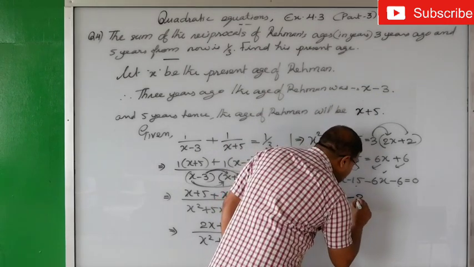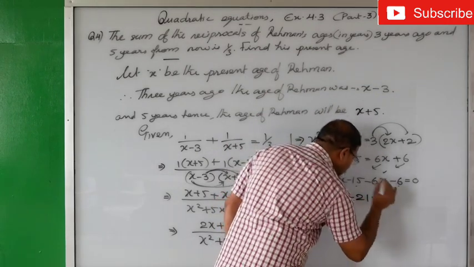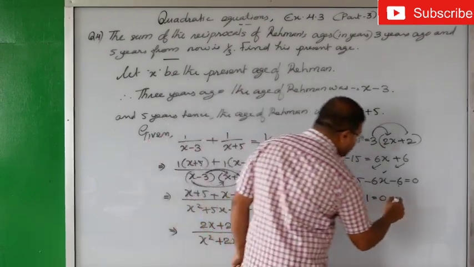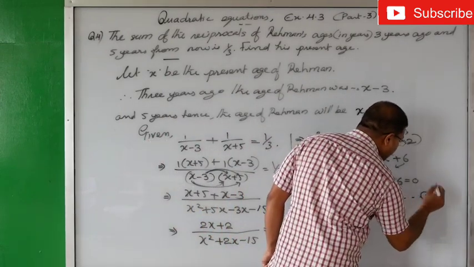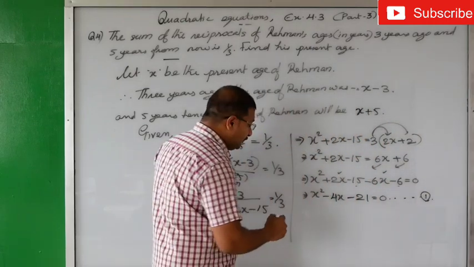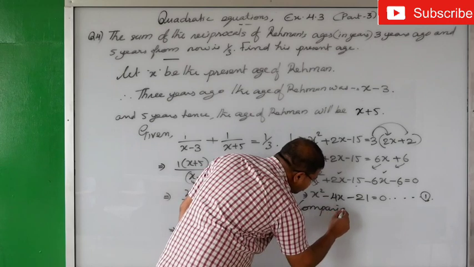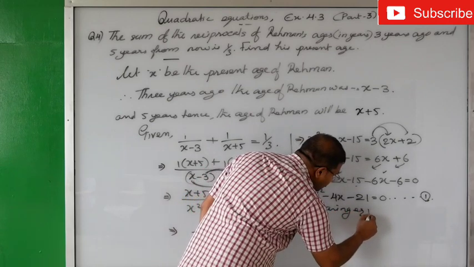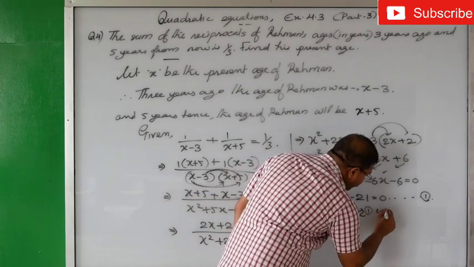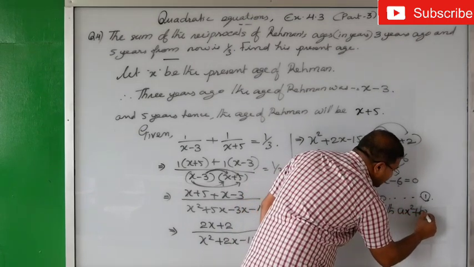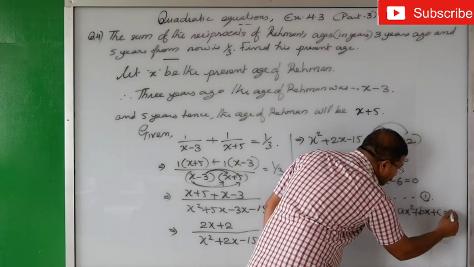So, x square minus 4x minus 21 equal to 0. Is it okay? So, this will be equation number 1. Now, what you will do? Comparing equation 1 with ax square plus bx plus c equal to 0.